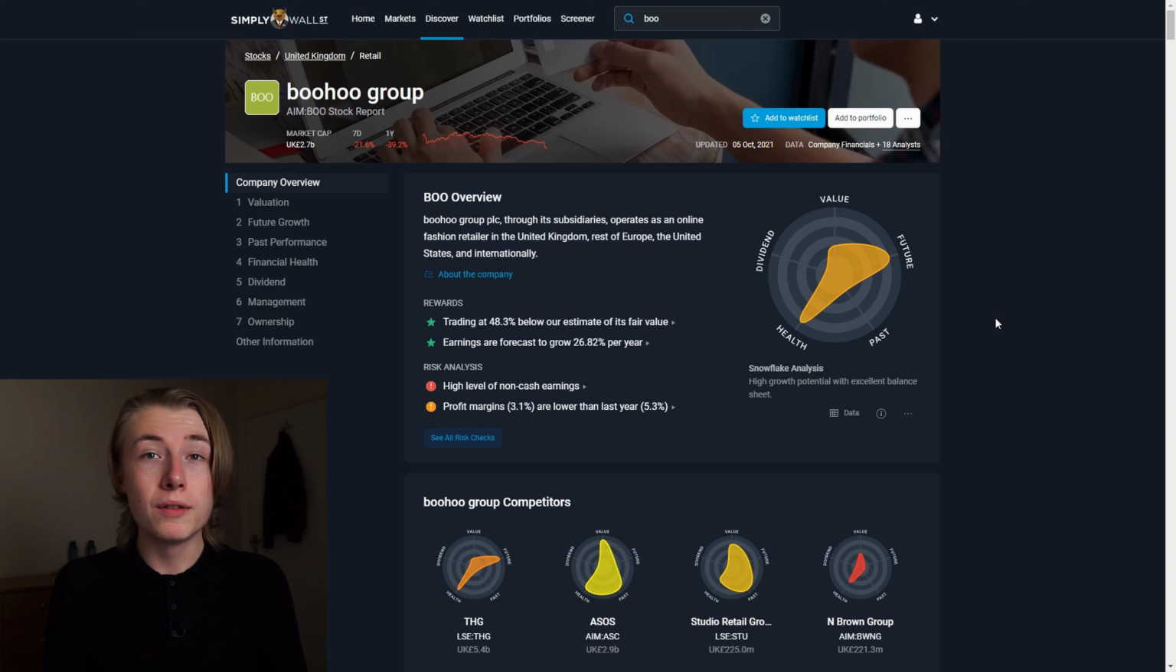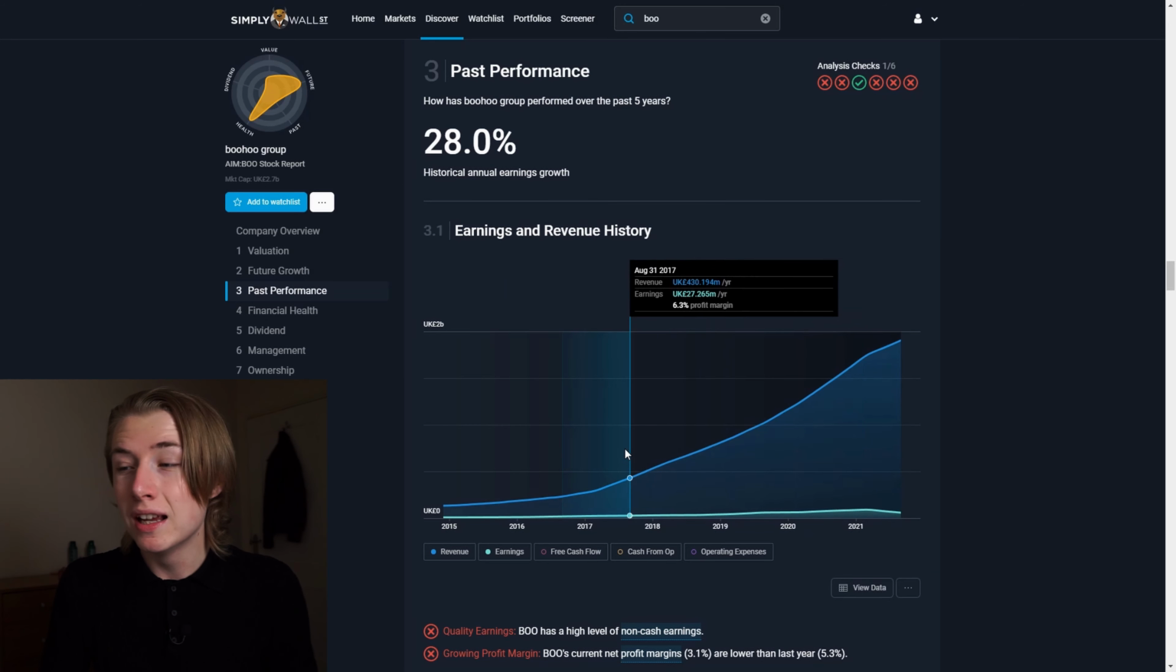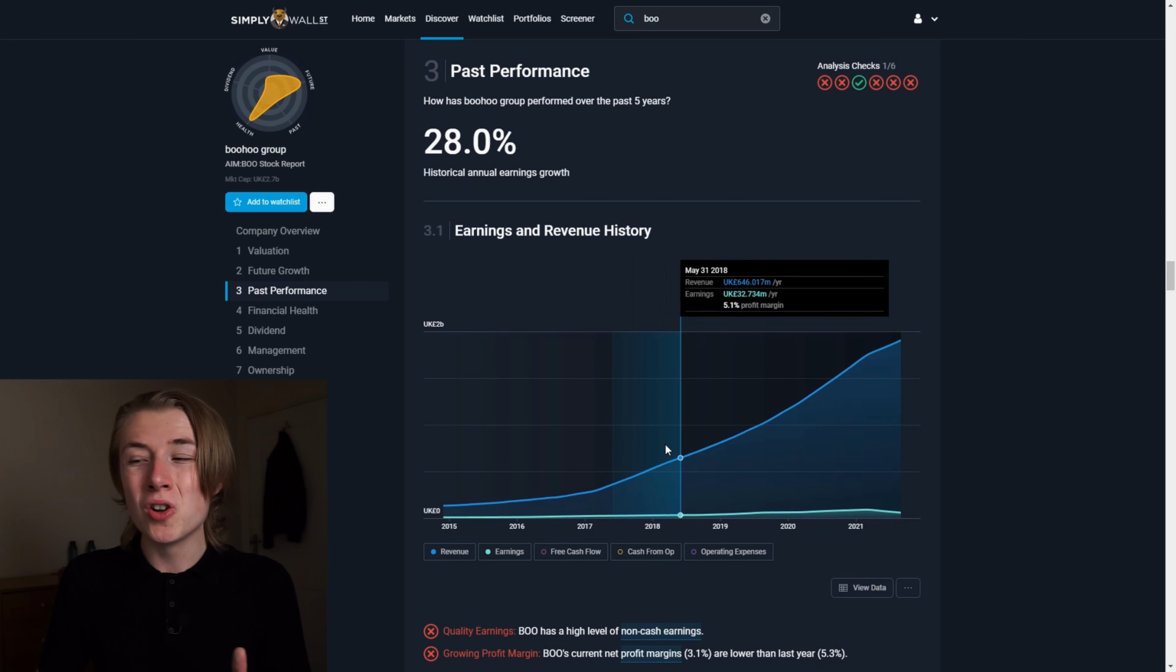They were previously, in the last 5 years, having phenomenal earnings growth, which I will show you on the past performance. We can see here that revenue and earnings have been on very strong growth. Admittedly, revenue has been compounding a lot faster than earnings, and it does seem like earnings are just about growing with revenue, but they're not growing faster.